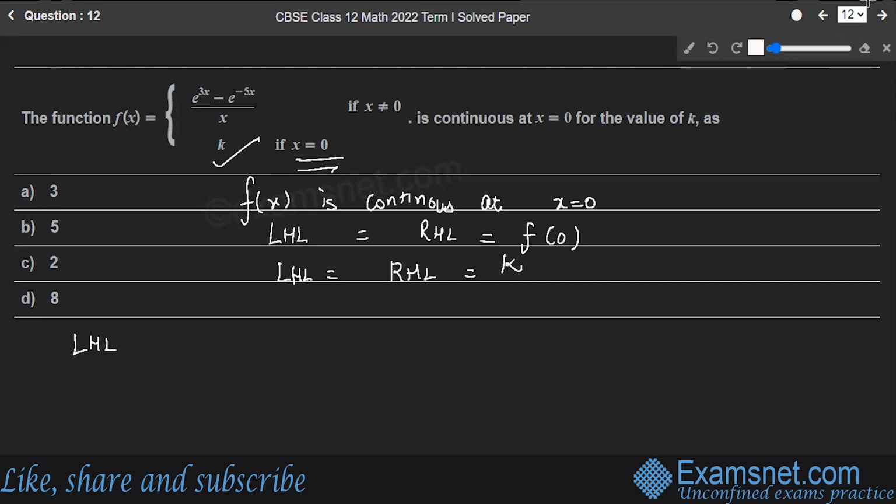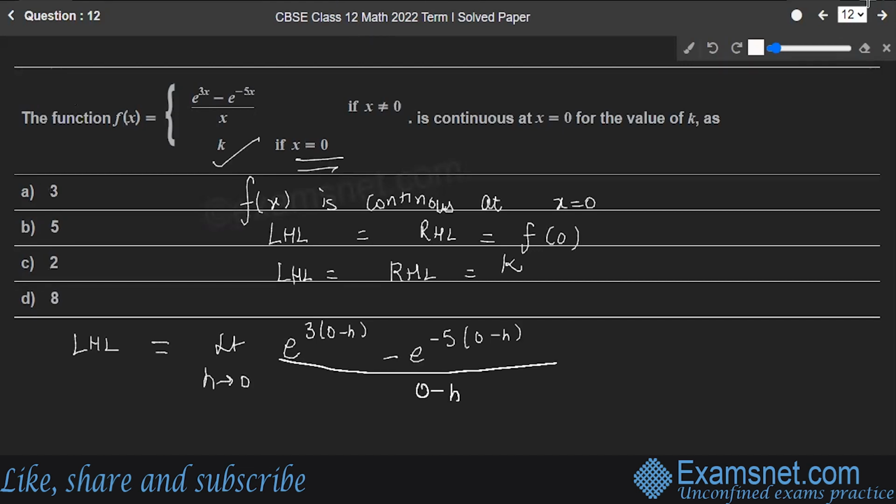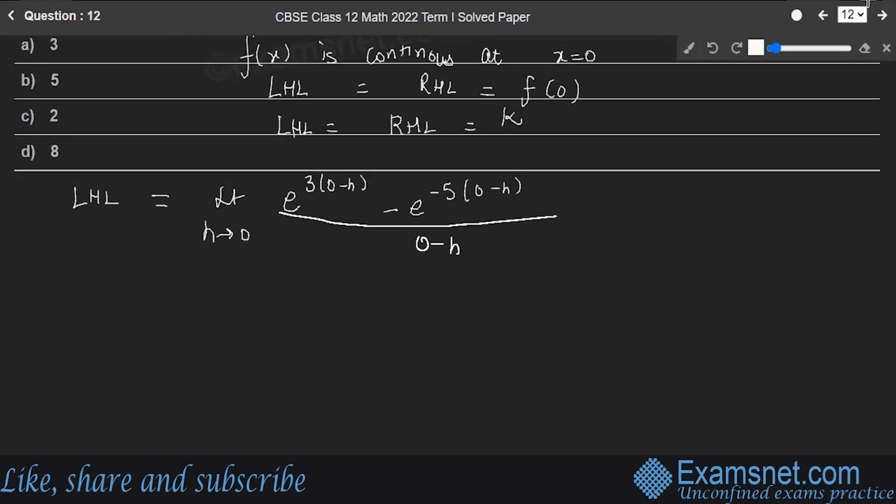Okay. Now, what about the left hand limit? Left hand limit is limit h approaching 0 e raised to power 3 into x. So 3 times (0 minus h) minus e raised to power minus 5 times (0 minus h), whole divided by 0 minus h. That makes it limit h approaching 0 e raised to power minus 3h minus e raised to power 5h, whole divided by minus h. Hope you got that, right?